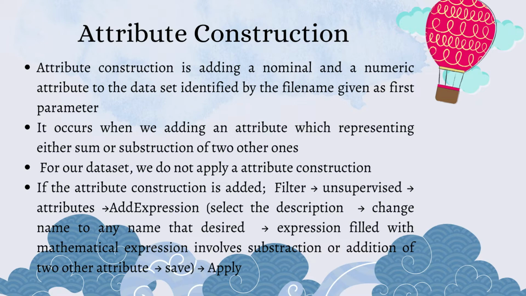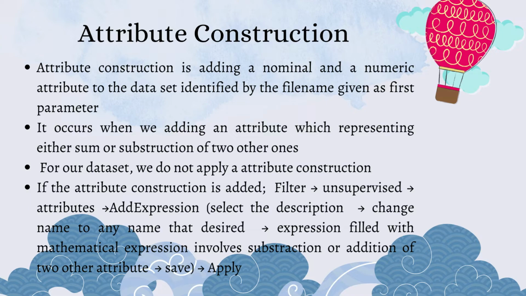Lastly, for attribute construction, we did not use this step in our data as we find it unnecessary for our data. However, to explain further, attribute construction is adding a nominal and a numeric attribute to your dataset. It occurs when we add an attribute which represents either the sum or subtraction of two other ones.